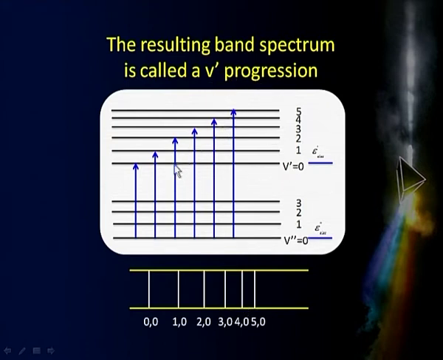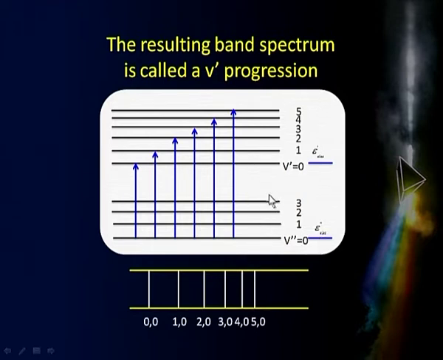That means we see that the transitions are starting from V double prime level equal to 0 here, and they are progressively getting into different V prime levels over there. So, this spectrum is typically referred to as a V prime progression here. Now, let us see further.